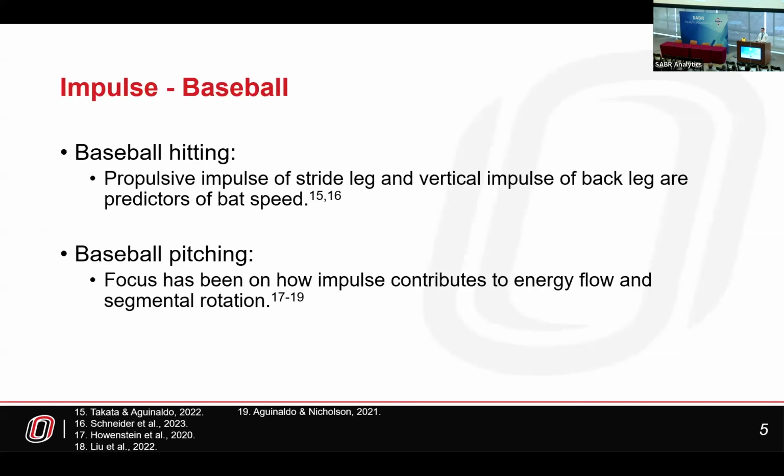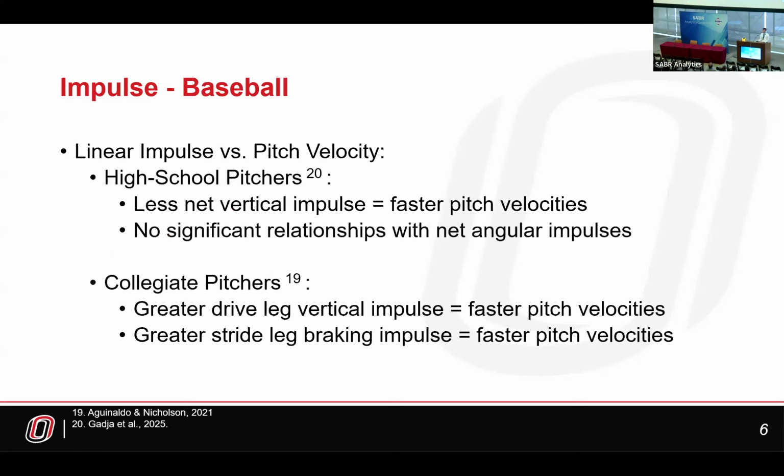There have been some studies looking at impulse related to baseball. In baseball hitting, they have found that propulsive impulse of the stride leg, so the one you step out with, and vertical impulse of the back leg are predictors of bat speed. I'm more concerned about pitching for this presentation. And in baseball pitching, the focus has primarily been on how impulse contributes to energy flow and segmental rotation. I wanted to look at how it relates to pitch velocity.